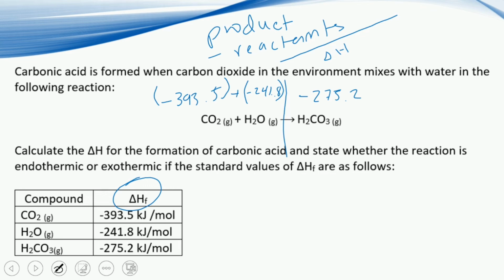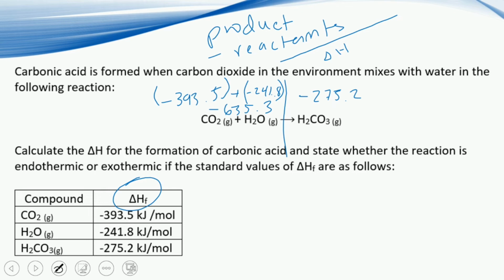And I'm not going to make the little screen I usually show you guys here because these are just simple additions of negative numbers. So that would be negative 393.5 plus, right, a negative 241.8. And of course, because we are adding negatives, we would expect this number to be an even bigger negative number. So we come out to be an answer of negative 635.3.